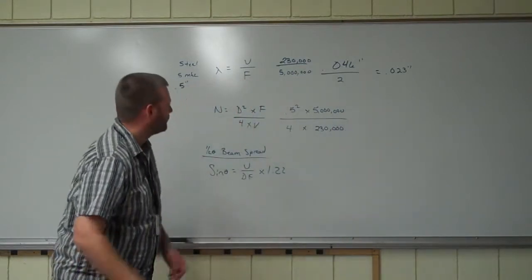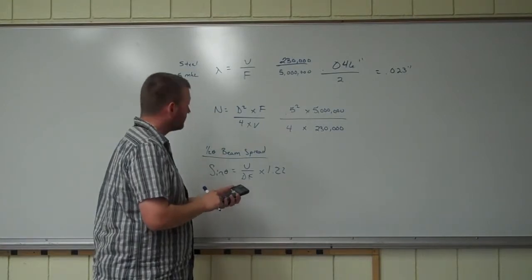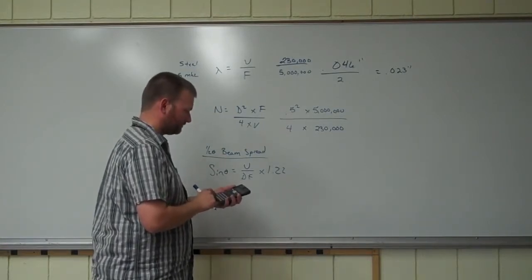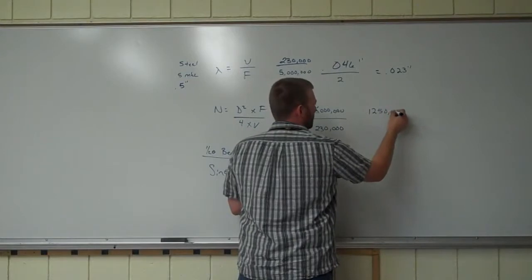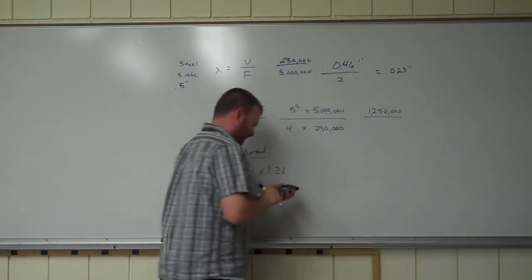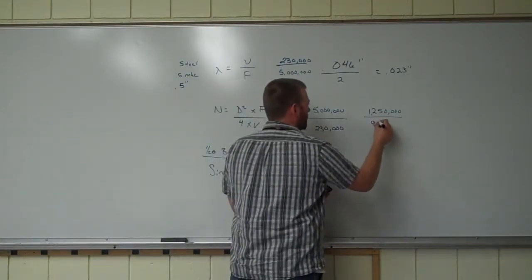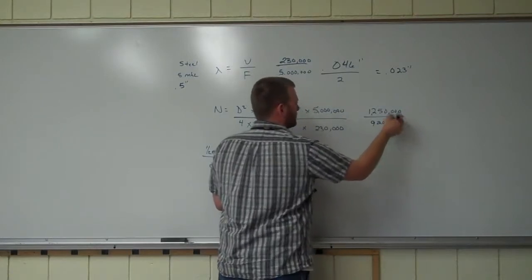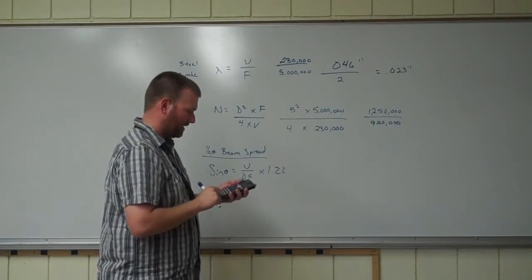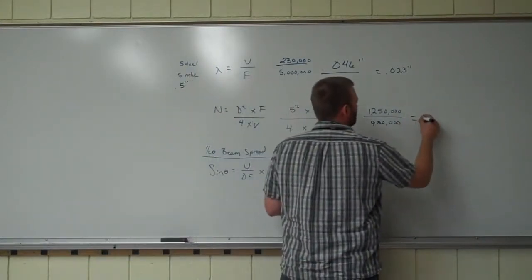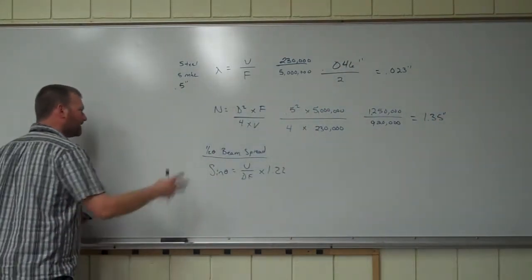I'll just work this out a couple ways here. 0.5 squared times 5 million equals 1,250,000. And that's going to be over 4 times 230,000, which is 920,000. Divide those out: 1,250,000 divided by that. That tells me this near field is 1.35 inches long. Now the beam spread.